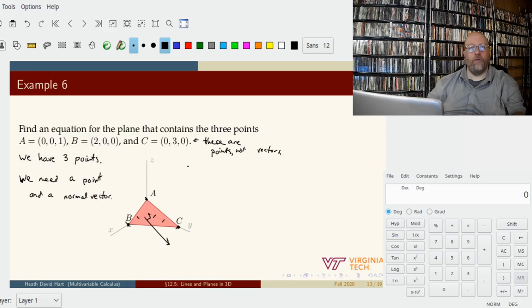So we could choose, for example, BC. And BC is the vector: if I start at 2 and end at 0, that's negative 2, then 3, and then 0. And then we could choose the vector, say, AB. That's the vector 2, 0, and negative 1. And then we could calculate their cross product.